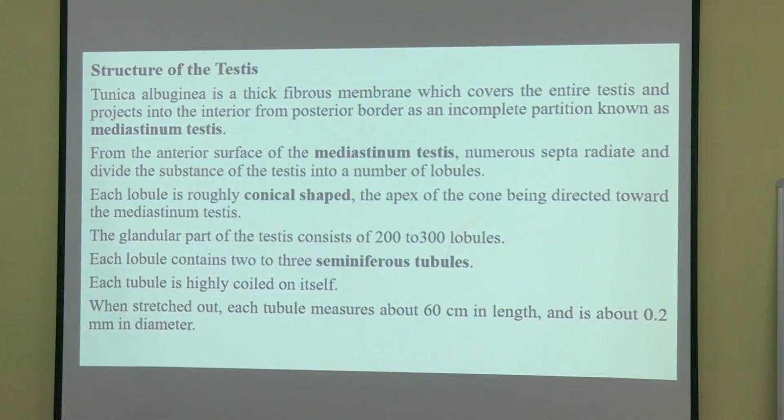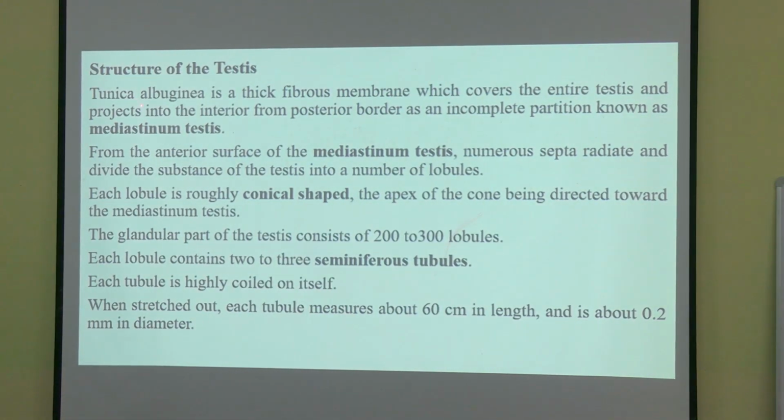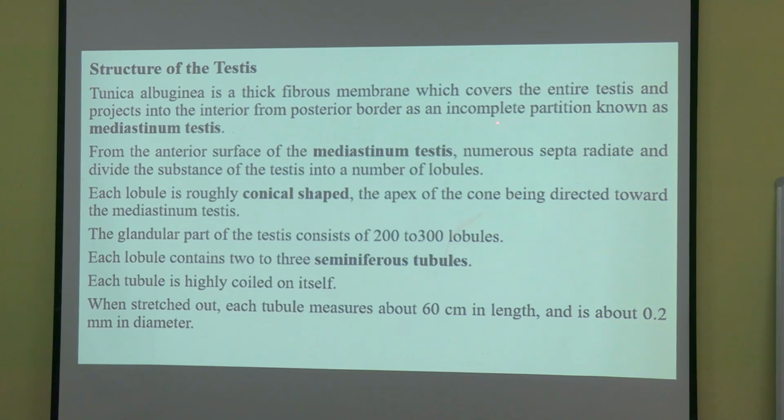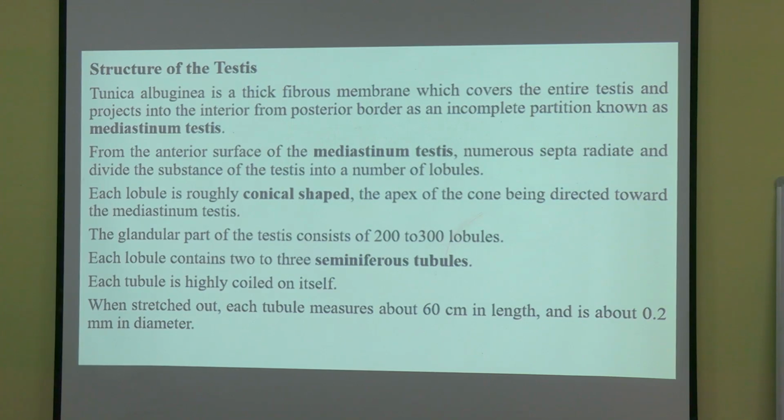Now in case of structure of testis, first of all, as I said, a thick fibrous membrane is present, called the tunica albuginea, which covers the entire testis. And from there it goes into the posterior border as a form of incomplete partition known as mediastinum testis. That means whenever the tunica albuginea, not tunica vaginalis, the middle layer, is covering the testis, please keep in mind the posterior border is not covered. Posterior border is kept empty. Why? Because the blood vessels and nerves have to enter the testis through the posterior border.